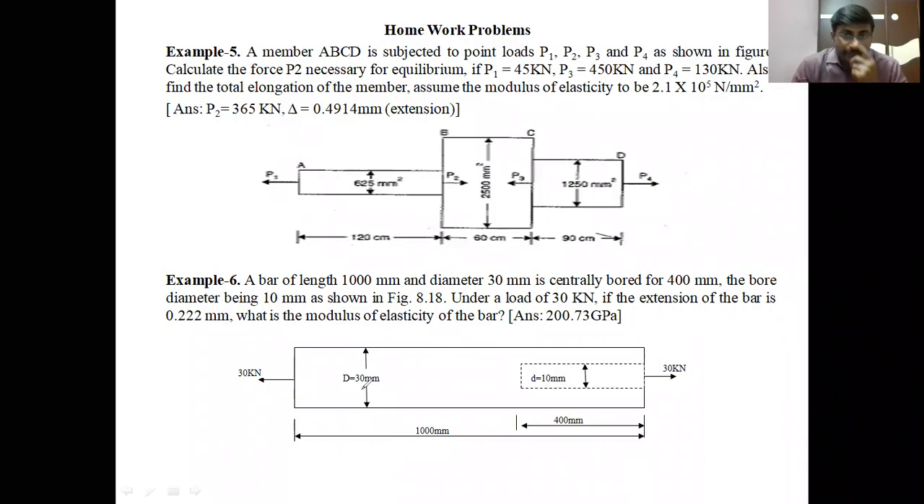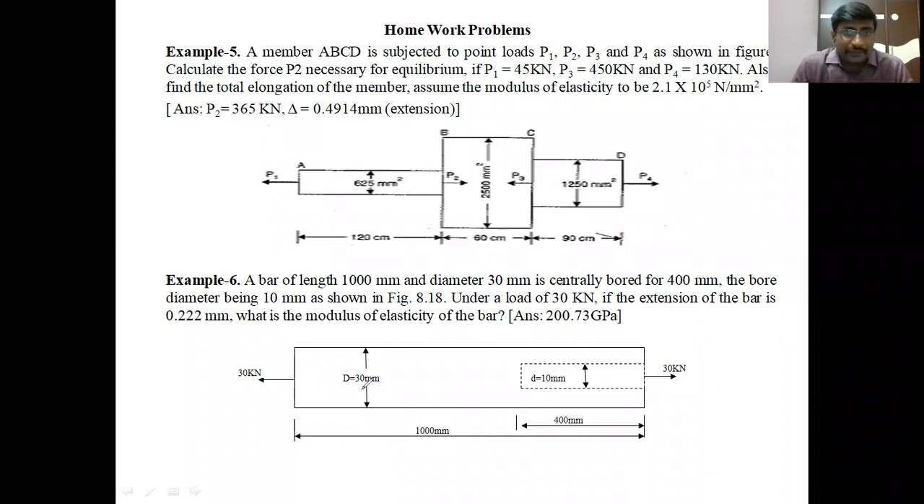Hello students. In yesterday's class, we discussed the elongation and stresses in each member of varying cross-sectional bars. These are some of the examples we will now take as homework problems. Let us look at the homework problems one by one. You try it, solve the problems, and submit in the classroom app.